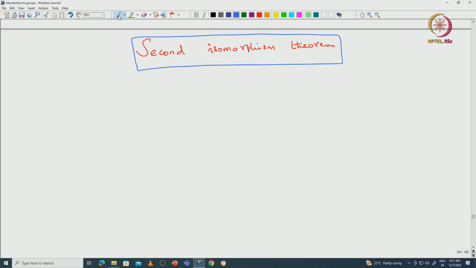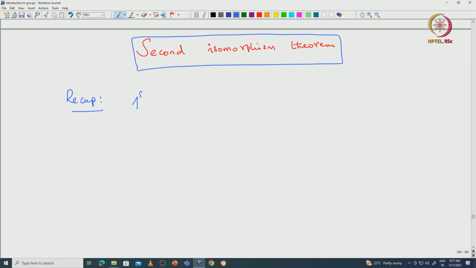Welcome back everyone. In this lecture we will see the second isomorphism theorem. So let us begin with recalling what we proved in the earlier class, that is the first isomorphism theorem. So, here is the recap.